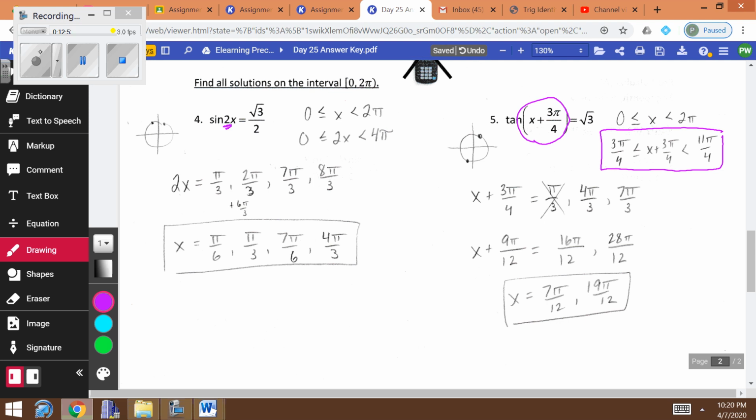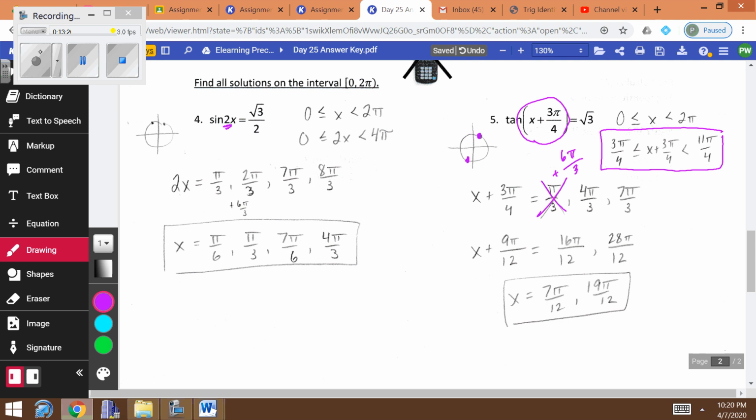Tangent is the square root of 3 at pi over 3 and 4 pi over 3, just on our unit circle. But we really have to think about where it is on this interval right here. So pi over 3, 1/3 is less than 3/4. So that's not one of them. But if I add 2 pi to that, so 6 pi over 3, that gives us 7 pi over 3. 4/3 is in this interval. 4/3 is 1 1/3. That's bigger than 3/4, and then smaller than 11/4.